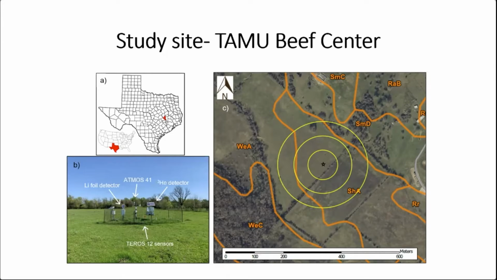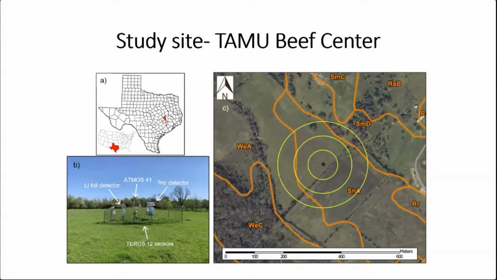However, possibly the most interesting thing about this site is the high variability of soil texture that we see in a relatively small area. On the right-hand side here, you can see the location of the neutron detectors as indicated by the yellow star here in the center of the figure. And then we have the yellow concentric circles, which indicate distances of 50, 100, and 150 meters from those detectors.